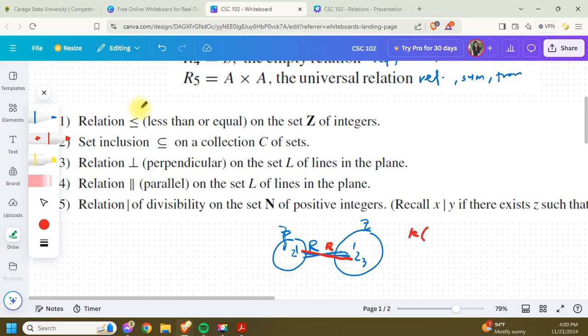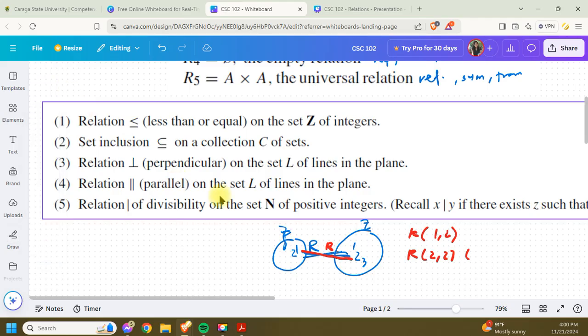So we can say that (1, 2) is in the relation because 1 is less than or equal to 2, as well as all integers that satisfy this condition, less than or equal. Now, the question here is, is it transitive, symmetric, or reflexive?